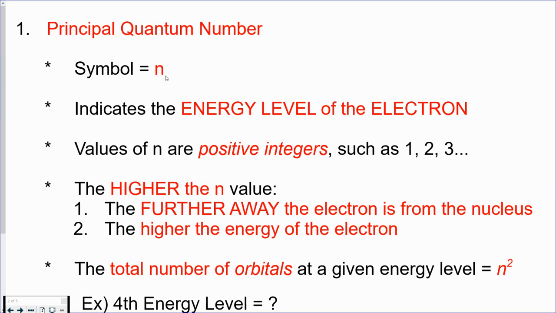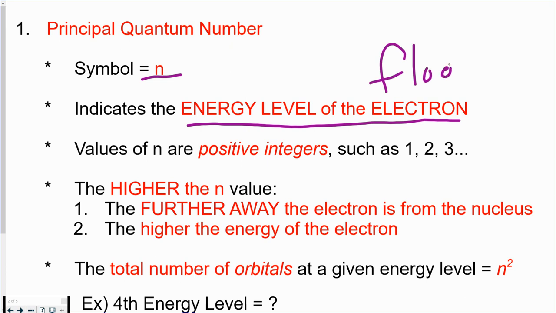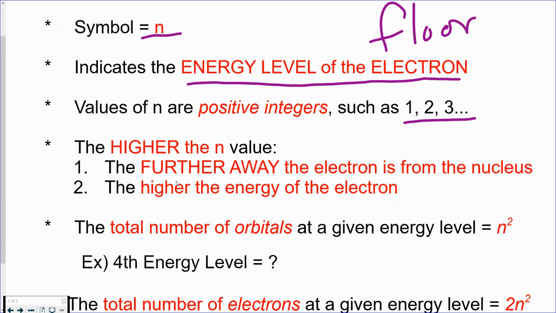The principal quantum number is represented by n. It tells us the energy level of the electron, so it tells us what floor. They're always positive integers. And the higher the n value, like 7, the further away we are from the nucleus. The higher you are in your apartment building, you can't really hear or see what's going on below you. And you have higher energy if you're higher up, because you have more potential energy of falling down.